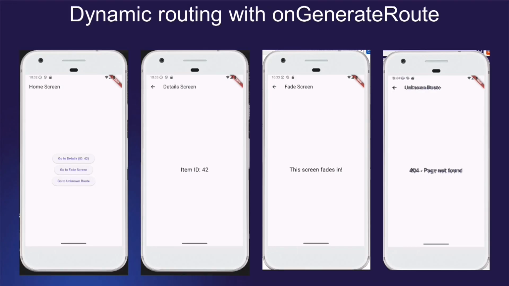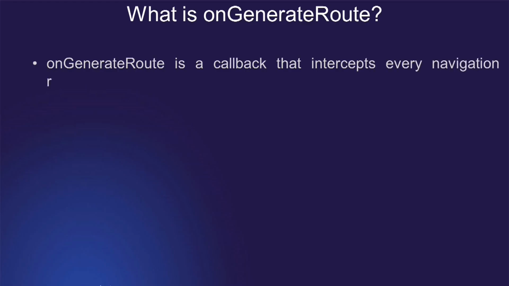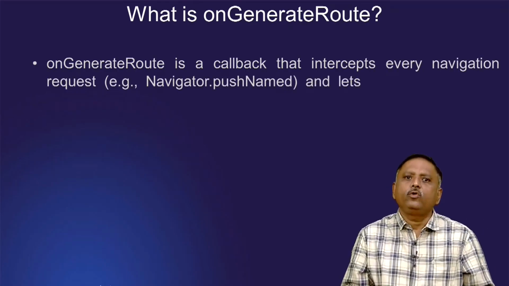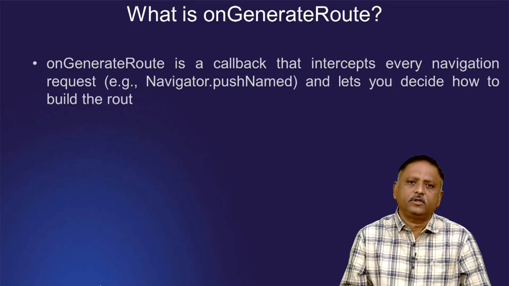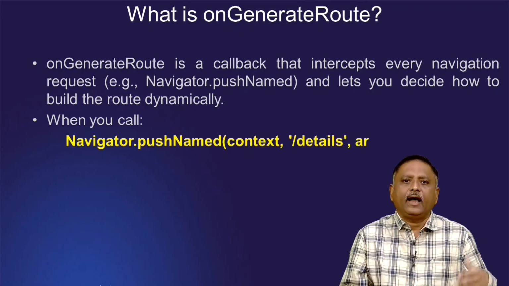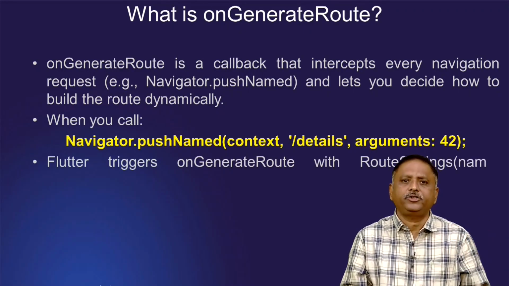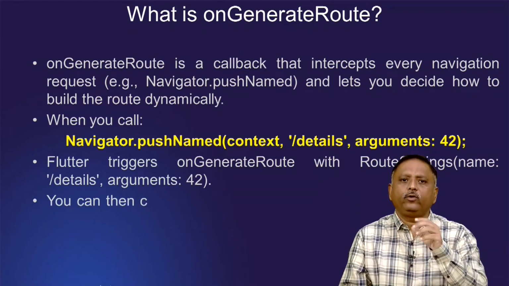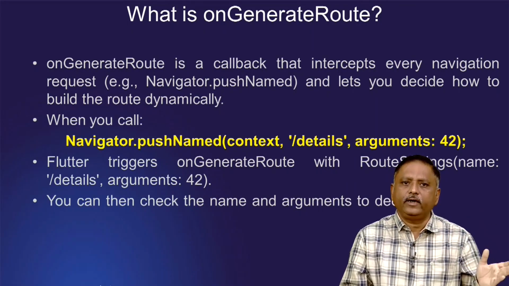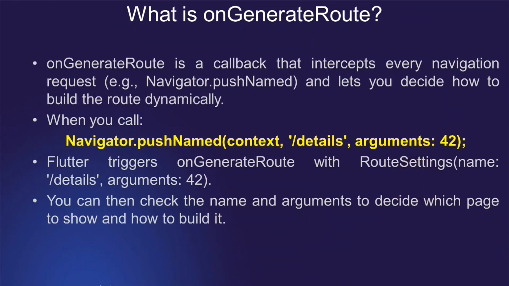So it dynamically decides which route we should navigate to. So why is it dynamic? onGenerateRoute is a callback that intercepts every navigation request. You don't need to pre-register every possible route in a static map. You can process arguments at runtime like IDs, user data, query parameters, etc. You can add conditional logic, for example, redirect to login if the user is not authenticated. You can define custom transitions by using PageRouteBuilder instead of MaterialPageRoute.